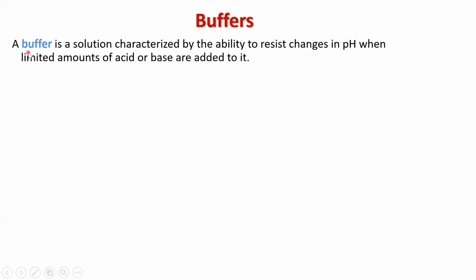What we're going to do now is talk about buffers. We'll define what they are first. We'll look at how we can calculate the pH for buffer solutions, and then we're going to add acids and bases to buffers and see what happens. A buffer solution is a solution that has the ability to resist changes in pH when limited amounts of acids and bases are added to it.